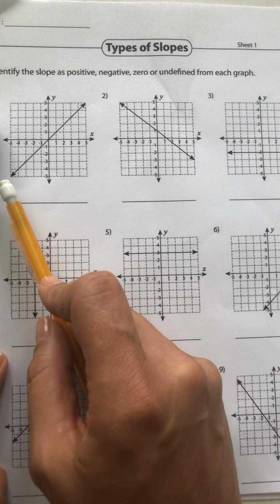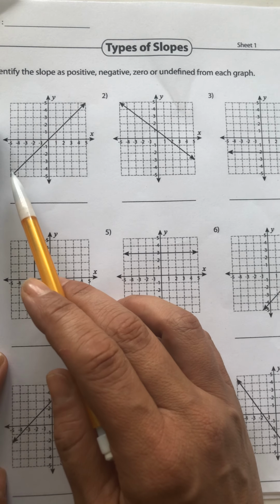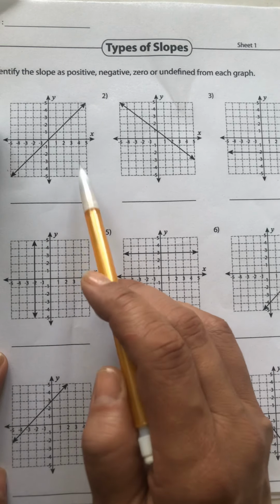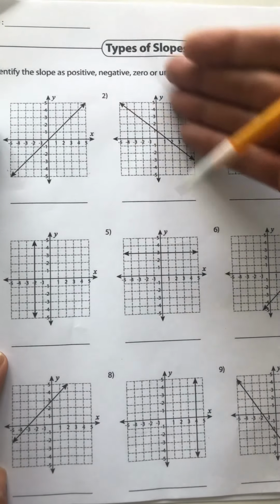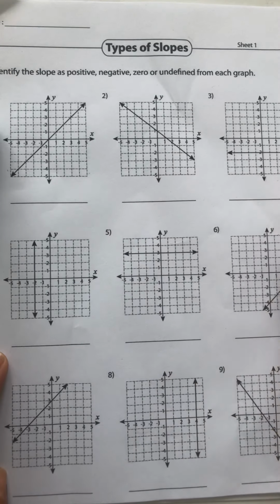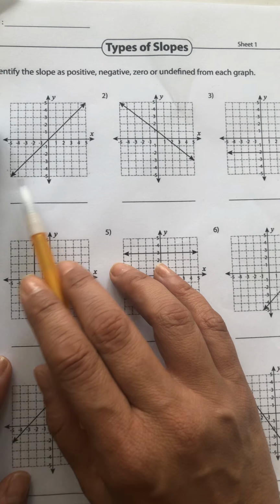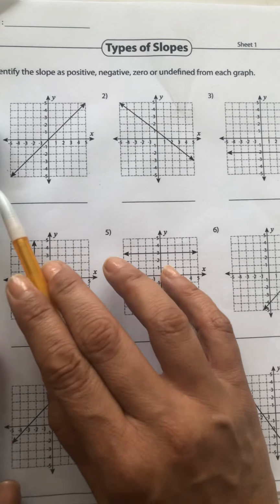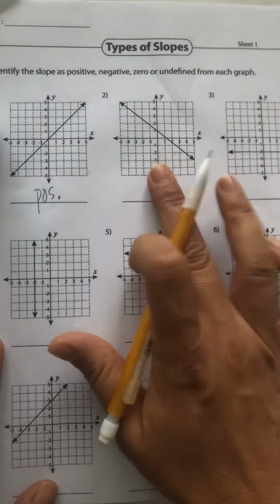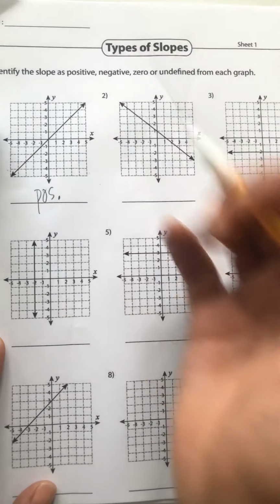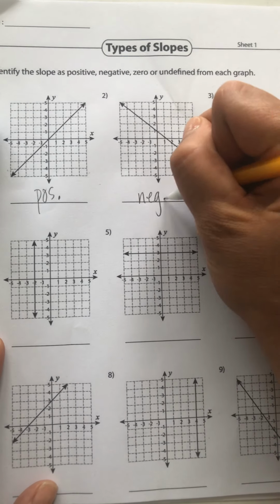When you're looking at a graph from left to right, a positive slope moves upward, up the graph. And a negative slope moves downward from left to right. So just looking at 1 and 2, number 1 is obviously positive because if you look from left to right, it moves upward. And number 2 is negative because if you look at the graph from left to right, it moves downward.